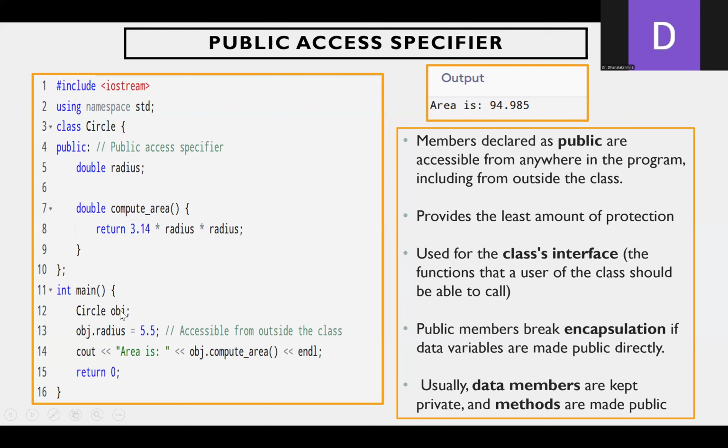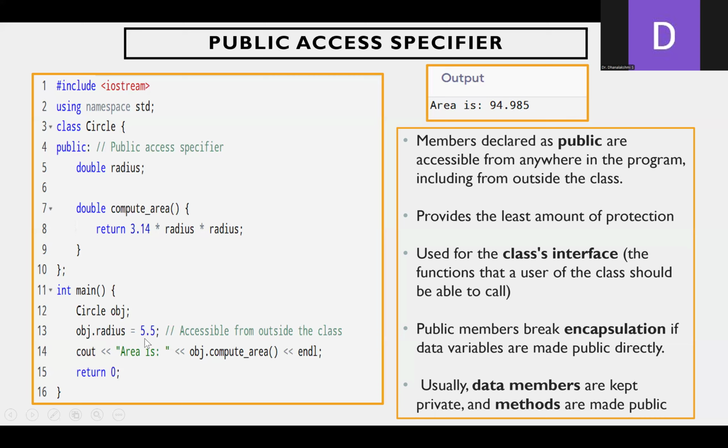Coming to the main function, this is the entry point of the program. The execution starts here, and the function returns an int to the OS. Coming to the circle object, it declares a variable obj of type Circle. This calls the default constructor, the compiler-generated one, because none is defined explicitly. So obj is an instance, an object allocated on the stack.